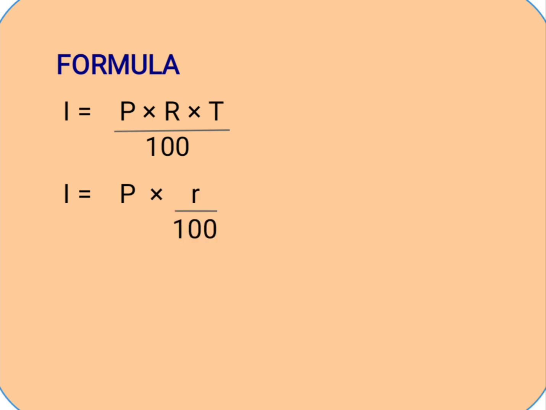Now we are going to see the formula. We all know simple interest is calculated with the formula I is equal to PRT by 100. We are going to use this formula with some changes. I is equal to P into R by 100. In simple interest, interest is calculated for every year, but in RD it is calculated for every month. So we need to convert month to year.